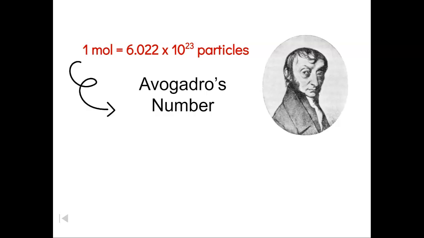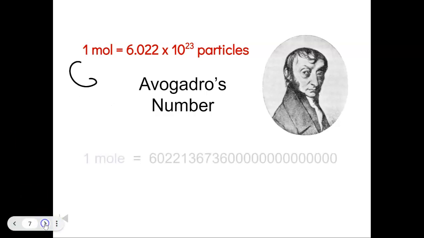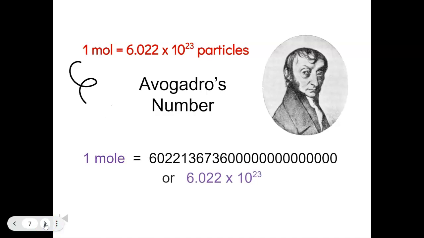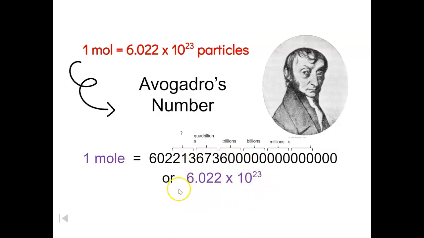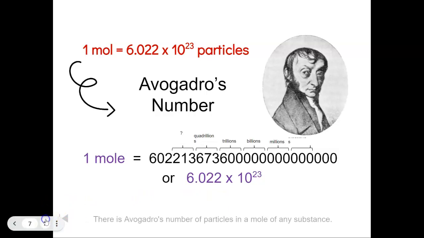So Avogadro, we honor him by labeling this as his number, but it's just the conversion factor, 1 mole, or measurement. 1 mole is equal to 6.022 times 10 to the 23rd particles. Okay? And again, this is scientific notation. So when we are putting this into our calculators, we want to make sure we're typing it correctly. And then, of course, when we do our practice problems, I'll show you guys how to do all that.